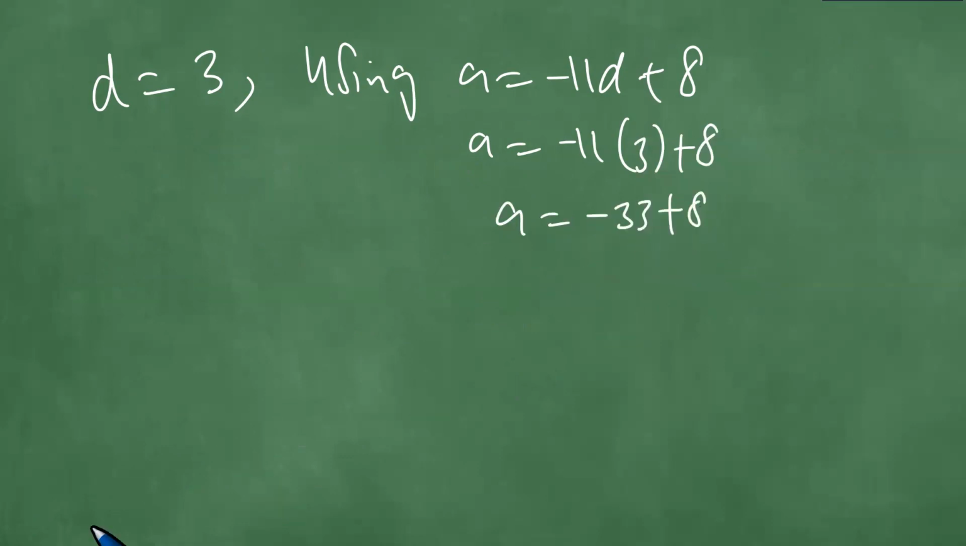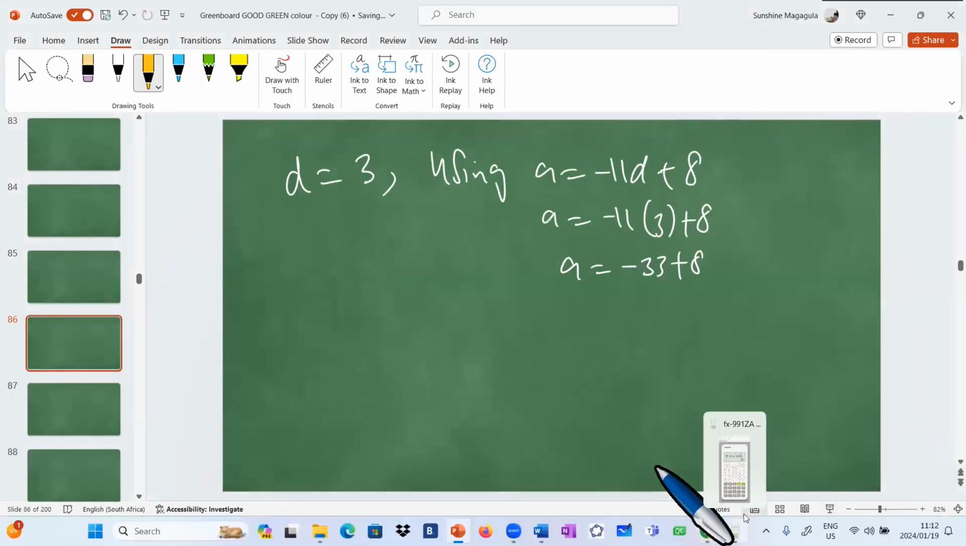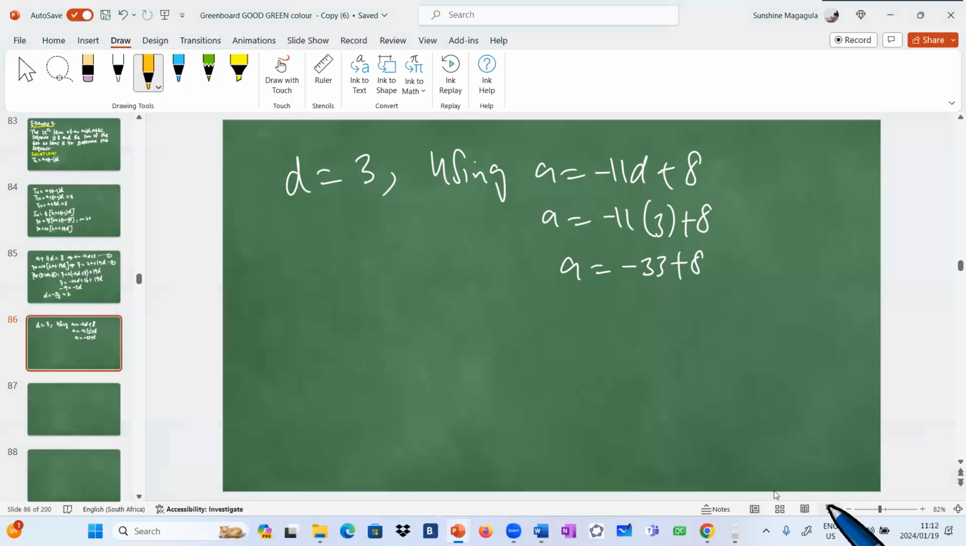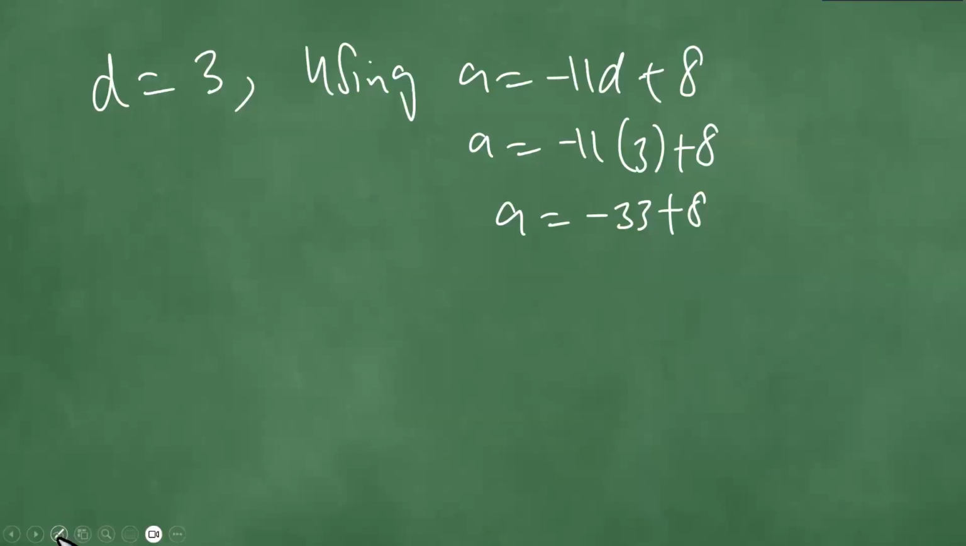What is minus 33 plus 8? You can use this calculator here. Negative 25. What did you get? Minus 33 plus 8, minus 25, right? Please come again. Also, I thought you said you can't hear me. Okay, I can hear you loud and clear. So yeah, a is minus 25.